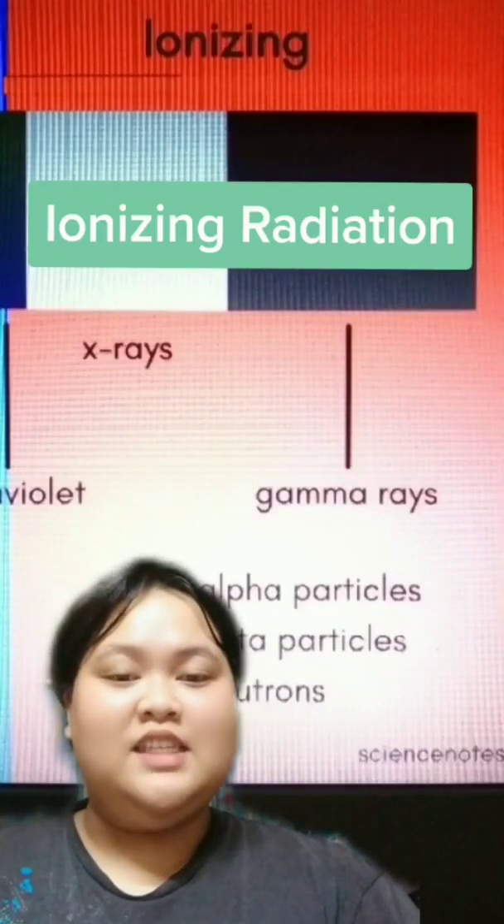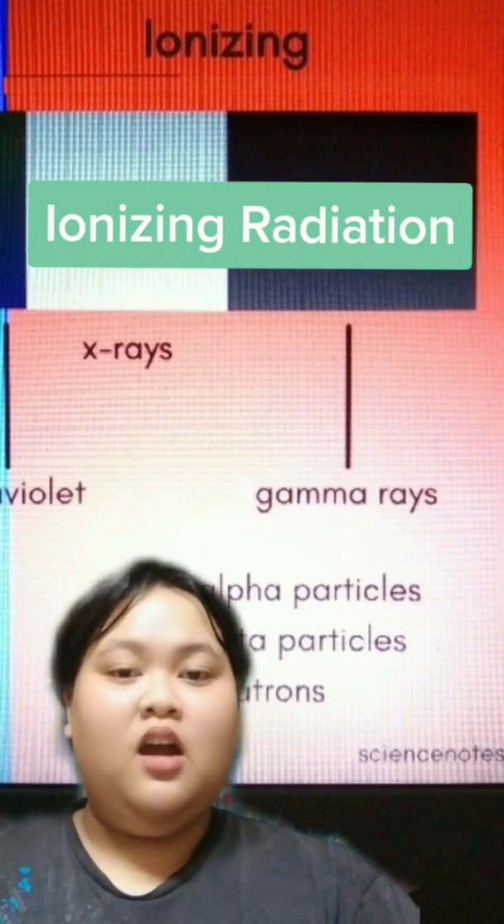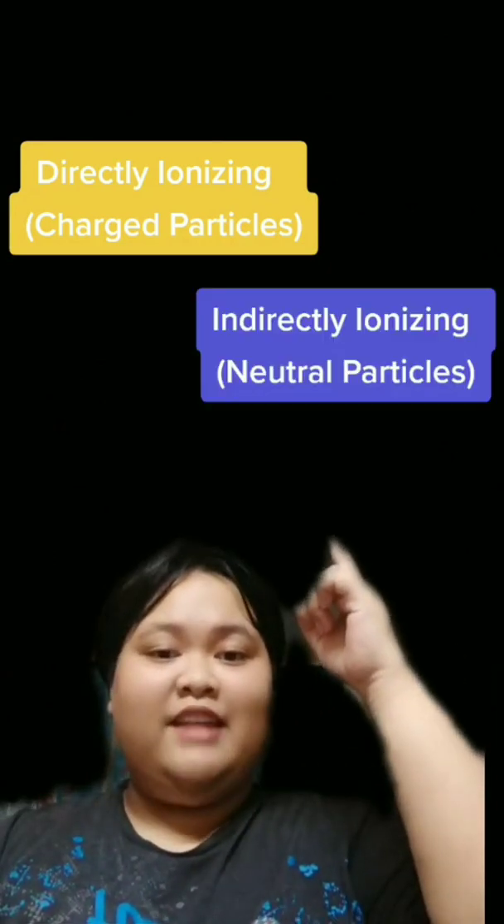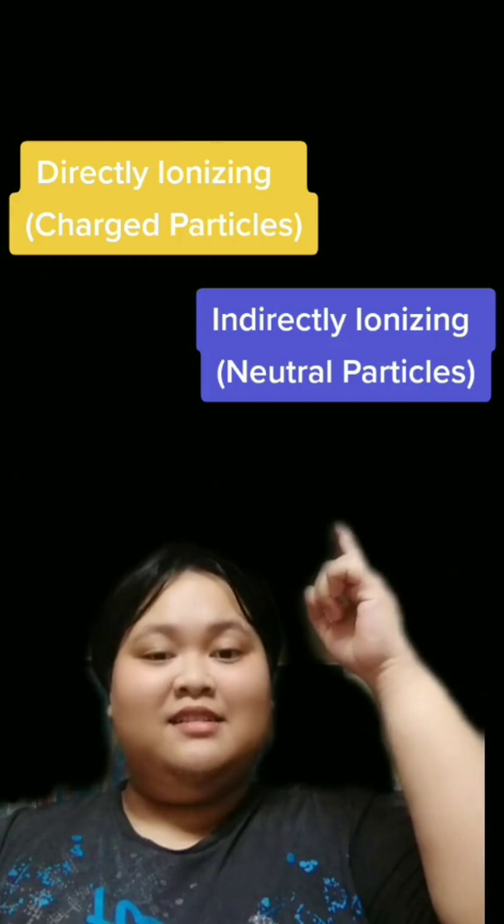Ionizing radiation consists of subatomic particles or electromagnetic waves that have enough energy to ionize atoms or molecules. There are two types of ionizing radiation: the first one is directly ionizing, or charged particles, and the second one is indirectly ionizing, or neutral particles.